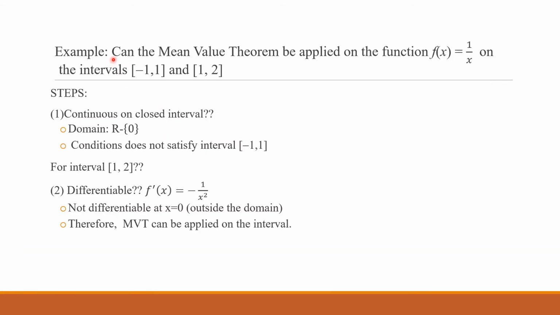Let's take an example about the mean value theorem. It's telling you, can the mean value theorem be applied on this function on two different intervals, one from -1 to 1, the other one from 1 to 2? Well, we have steps to check. First, let's check that it's continuous on the closed interval. To know if it's continuous or not, I need to check the domain. Well, in the domain, I have a restriction that the denominator can never be equal to 0. So the domain is R minus 0. So let's check if 0 is in my domain. Yes, it's in my first interval. Therefore, this first interval does not satisfy the mean value theorem. Let's check the second interval.